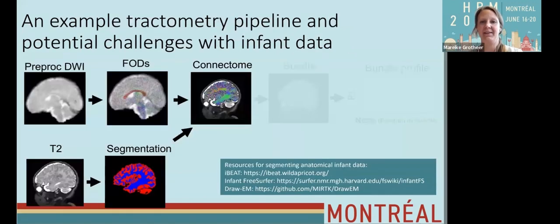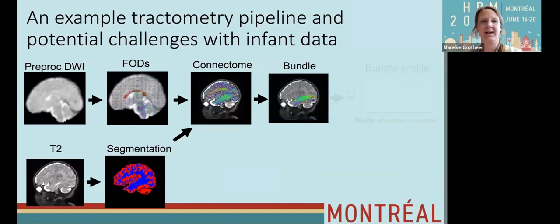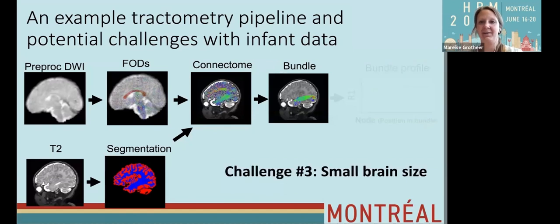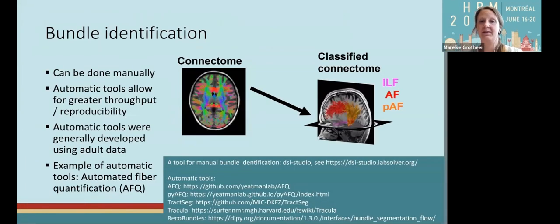Now that we have such a nice connectome, the next step is to identify the white matter bundles within the connectome. Here we run into our last infant-specific challenge though, which is that infants have much smaller brains than adults do. Just as a reminder, in order to perform tractometry on any kind of data, first we need to identify the white matter bundles of the brain.